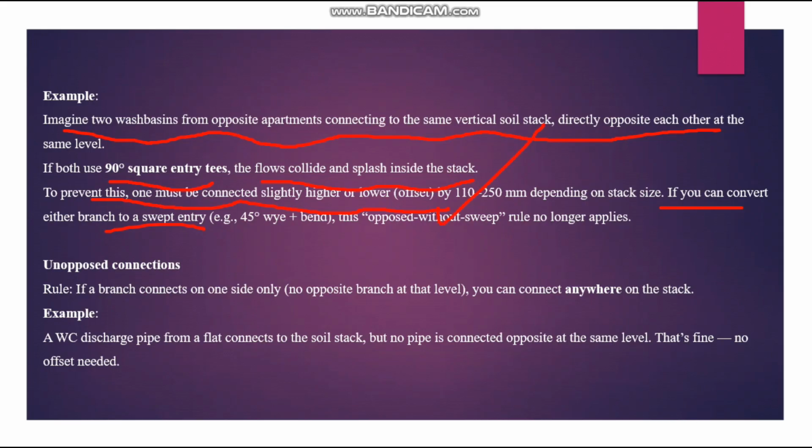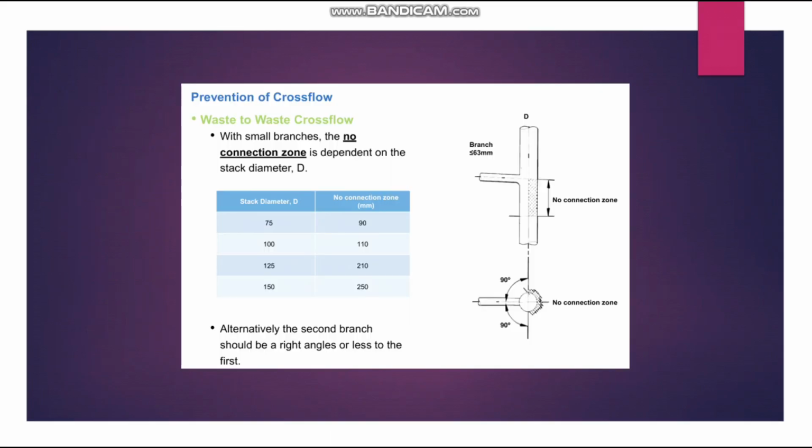Okay. So for unopposite connection, if a branch connects on one side only, with no opposite branch, there is no issue. Okay. If two opposite branches are facing each other, then you have to follow this rule. Similarly, there are some other additional rules coming that we will discuss in the next video. Thank you.